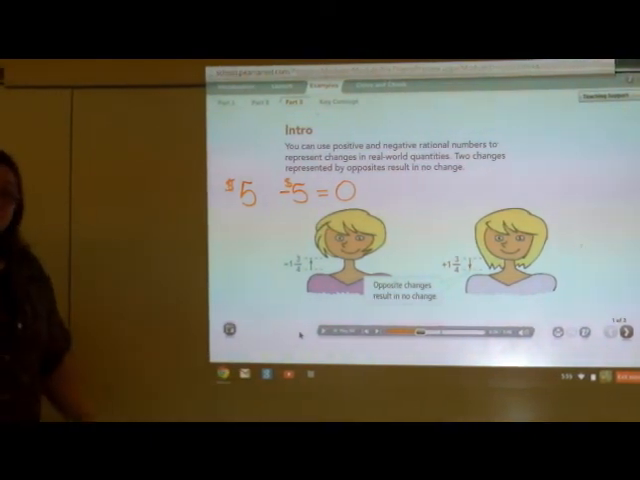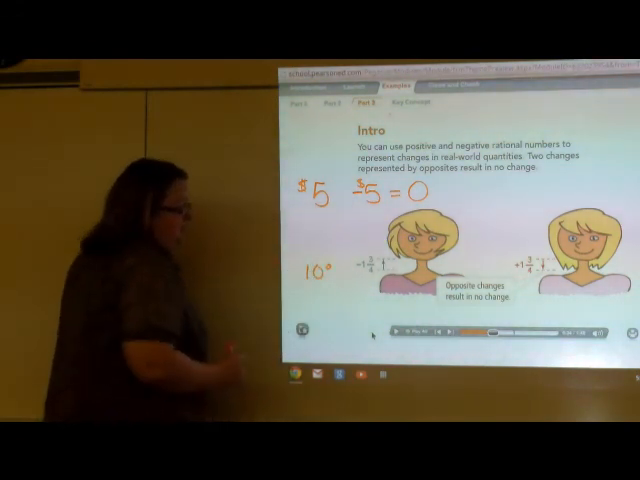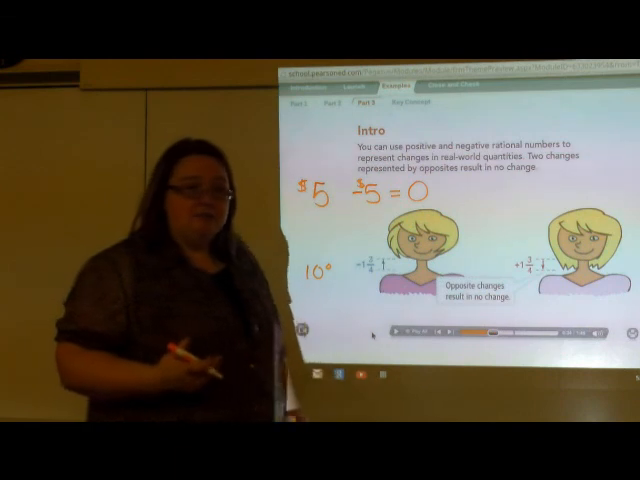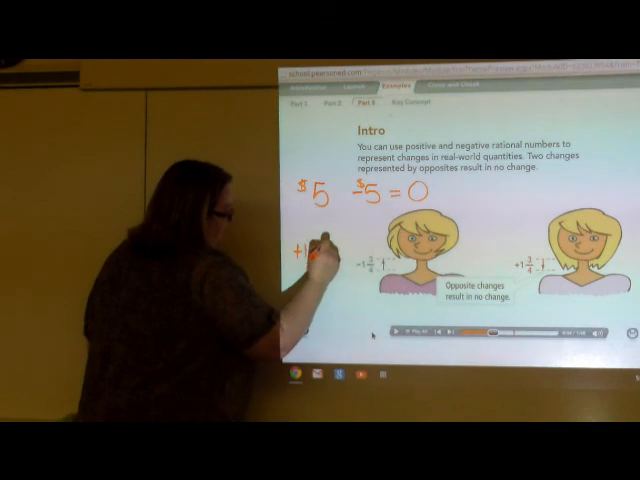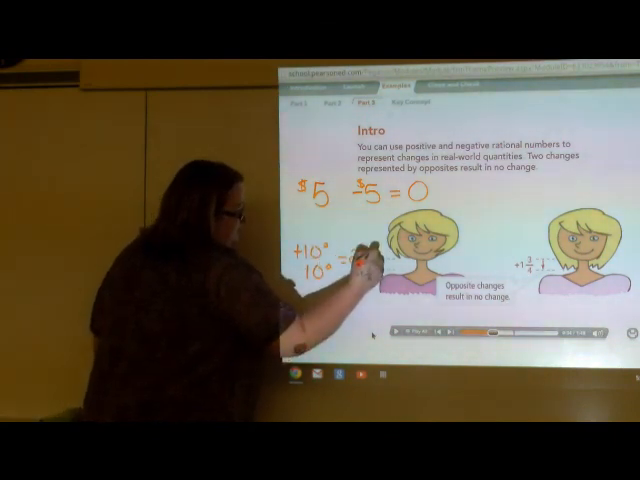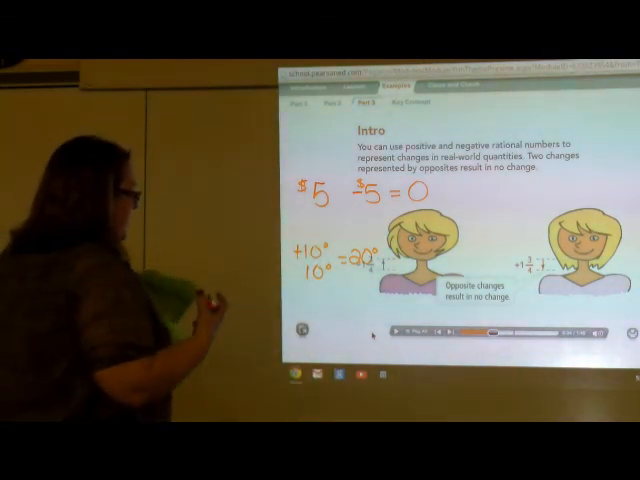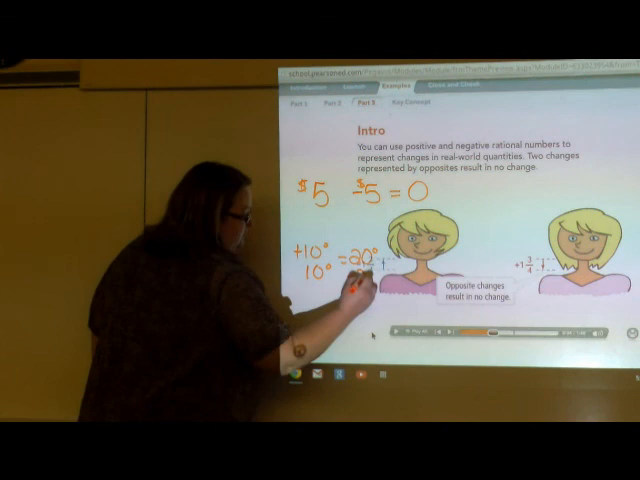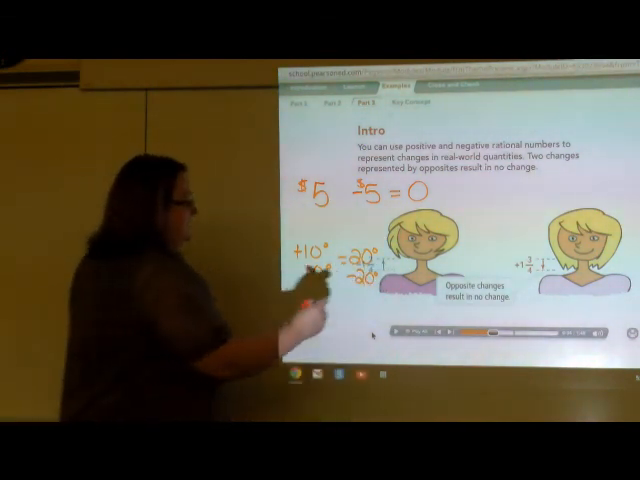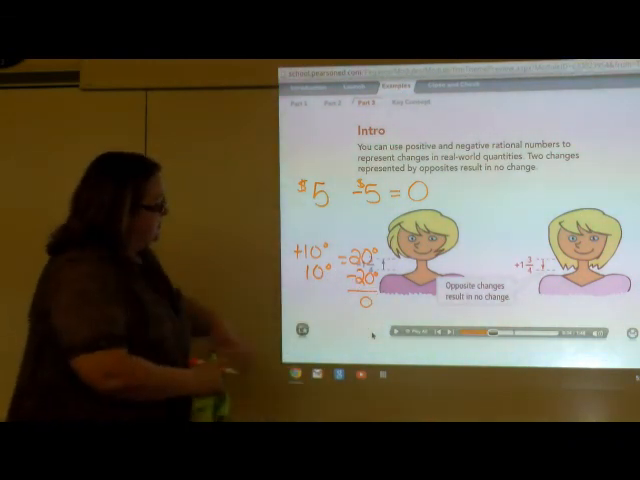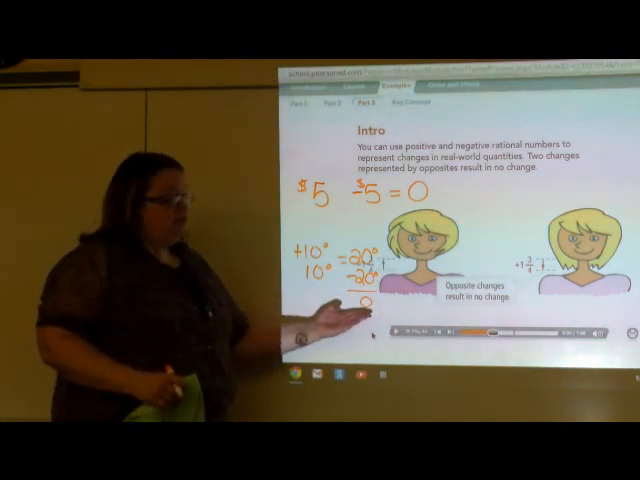Another way to think of this is if we're talking temperature. If the temperature starts off at 10 degrees Fahrenheit and it climbs 10 more degrees, I am now at 20 degrees. But what happens when the winter wind is coming in and it drops it 20 degrees? So it's a negative 20. It results in 0. So you can see where a number and its opposite are going to cause a 0 situation.